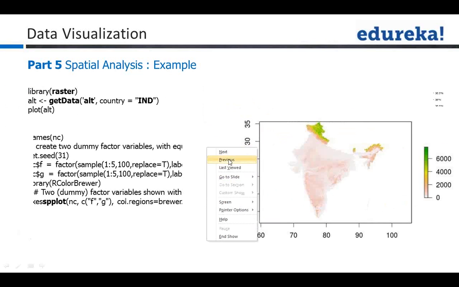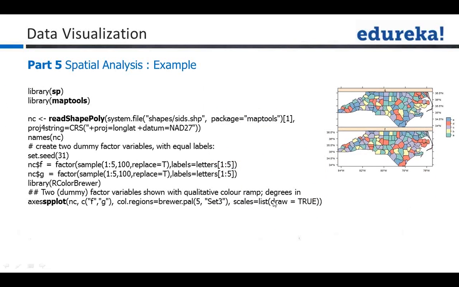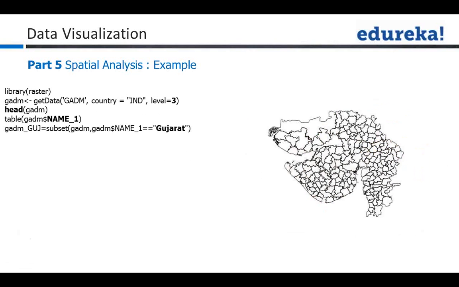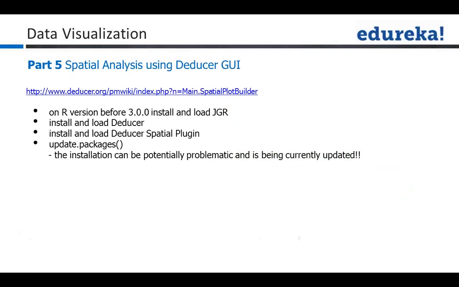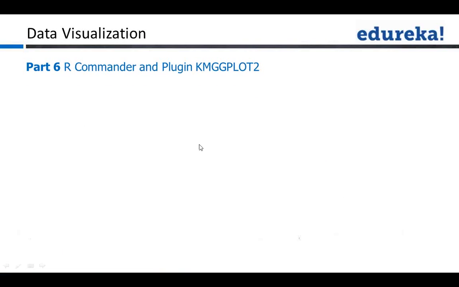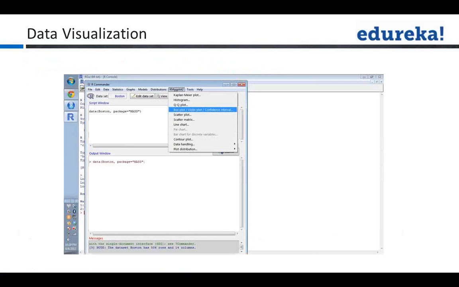There is one map tools option. So it can be a geographical map, like a map of India or the map of Gujarat that we saw here. It can be an indoor mapping system. You can upload a map of your own house or your own office and do the plot. Once you have the coordinates on the map, you can use that to make the plot. You can also do it using the Deducer spatial plugin. In R Commander, there is a plugin which you can use to do it.